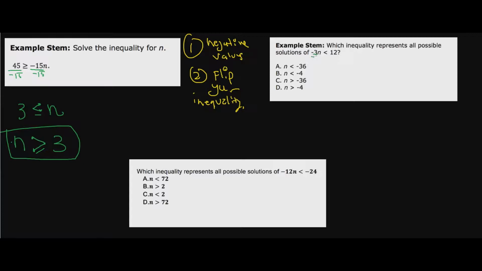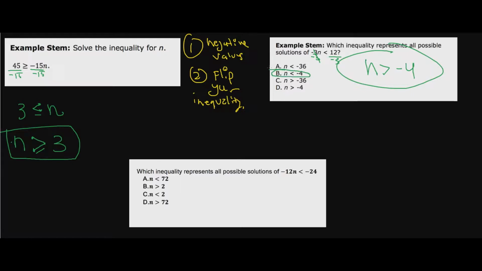So here I'm just going to divide negative 3 to both sides because it's multiplying. We get n. Well, notice the inequality should flip, right? Whenever we divide or multiply by a negative, the inequality flips and we get negative 4. So there it is. And what's the answer? Well, it would be B.